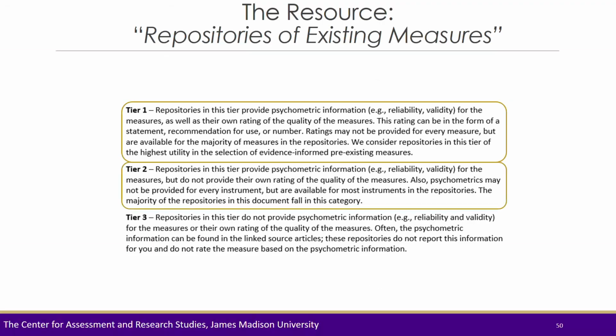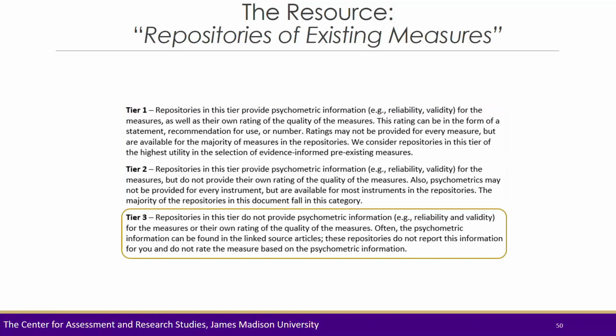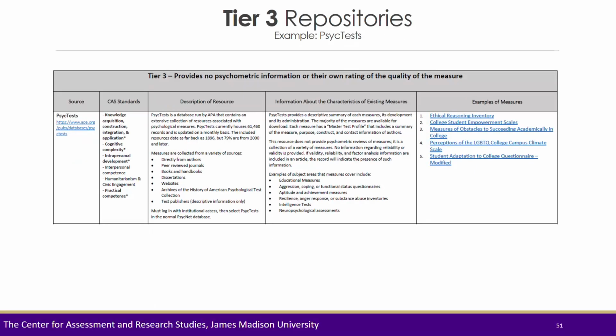What if you searched through Tier 1 and Tier 2 repositories and didn't find measures for the outcome of interest? Our resource provides an additional group of repositories in Tier 3 that may provide more content coverage. However, Tier 3 repositories do not supply you with a synthesis of the psychometric information on each measure, nor the expert's rating of them. This is a task that can be tackled with the help of a measurement expert. Let's see what kind of information Tier 3 repositories offer.